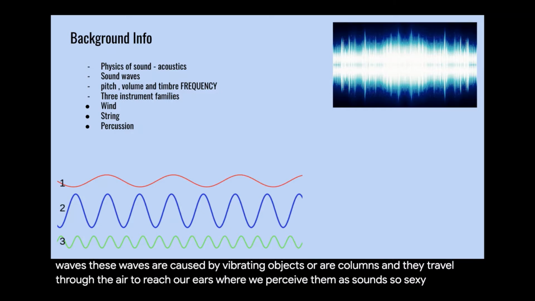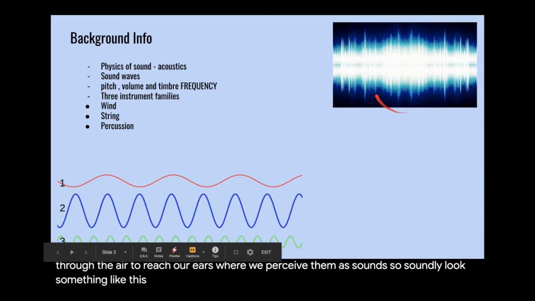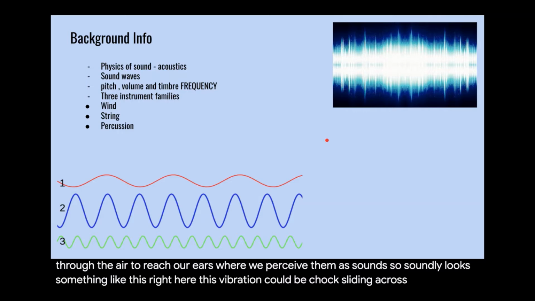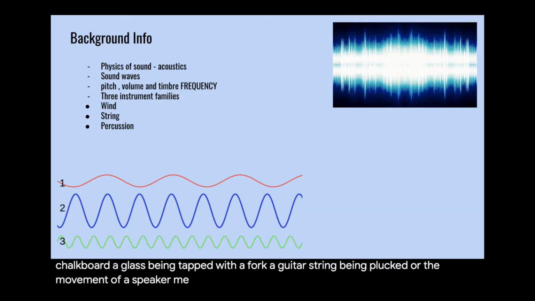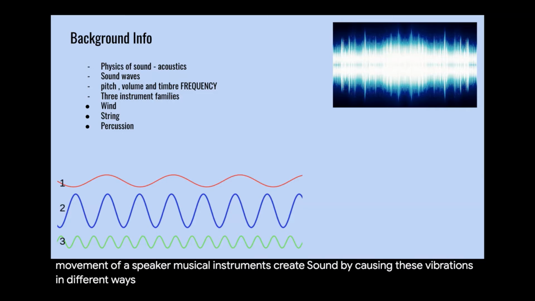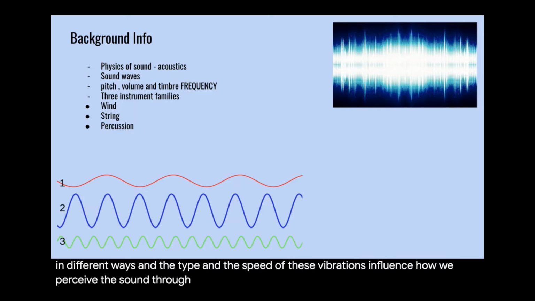A sound wave looks something like this, right here. This vibration could be chalk sliding across a chalkboard, a glass being tapped with a fork, a guitar string being plucked, or the movement of a speaker. Musical instruments create sound by causing these vibrations in different ways, and the type and the speed of these vibrations influence how we perceive the sound through qualities like pitch, volume, and timbre.